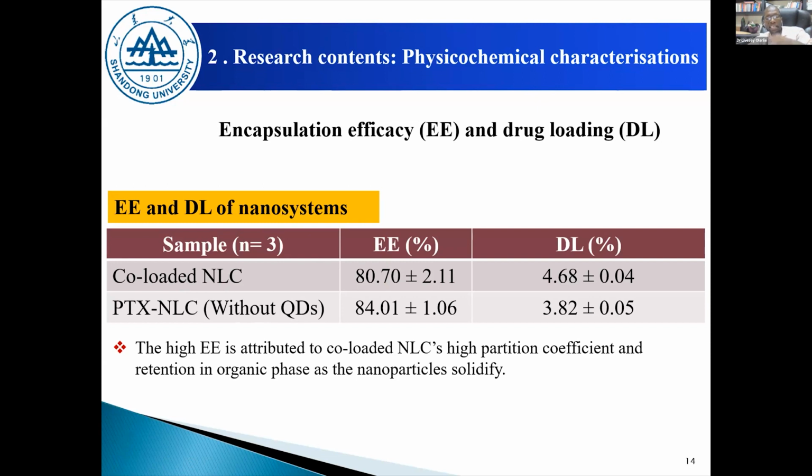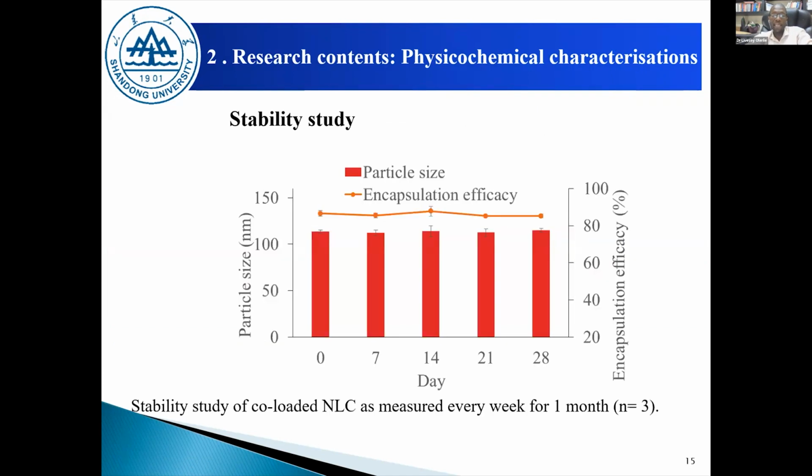Okay, so the high EE is attributed to colloid NLC's high partition coefficient and retention in organic phase as the nanoparticles solidify. Right now, then go into stability studies. So if you look at the study there, you see that we used particle size and encapsulation efficacy over 4 weeks, and the particle size almost remained the same. So it's true with encapsulation efficacy, suggesting that the formulation was stable over a period of 4 weeks.